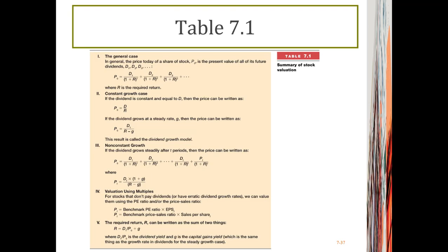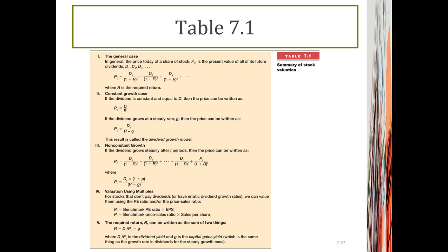In fixing the non-constant growth model, we apply the mechanism of the 2-stage model, 3-stage model, and n-stage model. Essentially, we discount those highly growing dividends for the first stage and apply the Gordon growth model for the time periods beyond that, and that is a non-constant growth model.